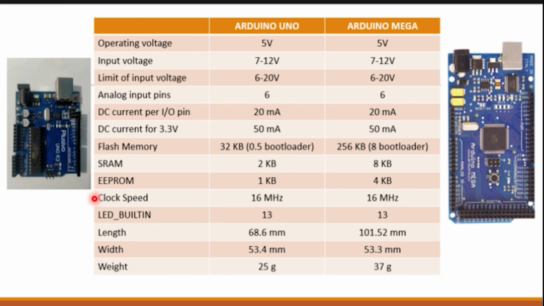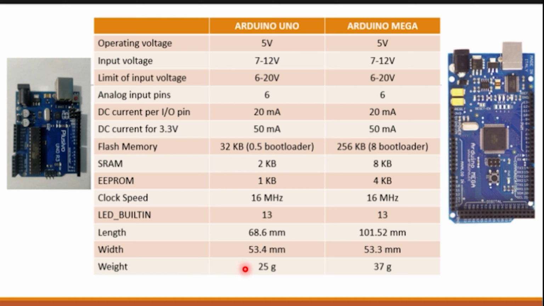The clock speed is a rate at which a processor can complete a processing cycle. So, the Arduino Uno has 16 MHz of clock speed, which is also the same for the Arduino Mega. The built-in LED is connected to the 13th I/O pin in the Arduino Uno, which is also the same for the Arduino Mega.